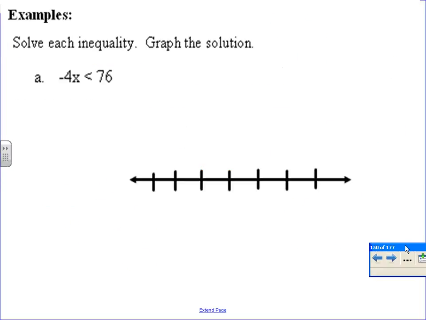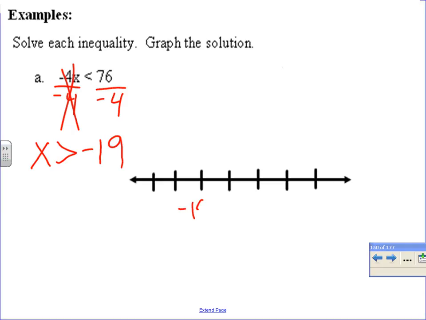Okay, so let's do an example. Letter A, negative 4x less than 76. How do we get rid of the negative 4, Justin? Good. Divide both sides by negative 4. If you multiply or divide both sides by a negative, what happens to the inequality sign, Justin? You have to flip it so that it still is a true statement. So after you divide is when you flip it. X is greater than negative 19 is our answer.